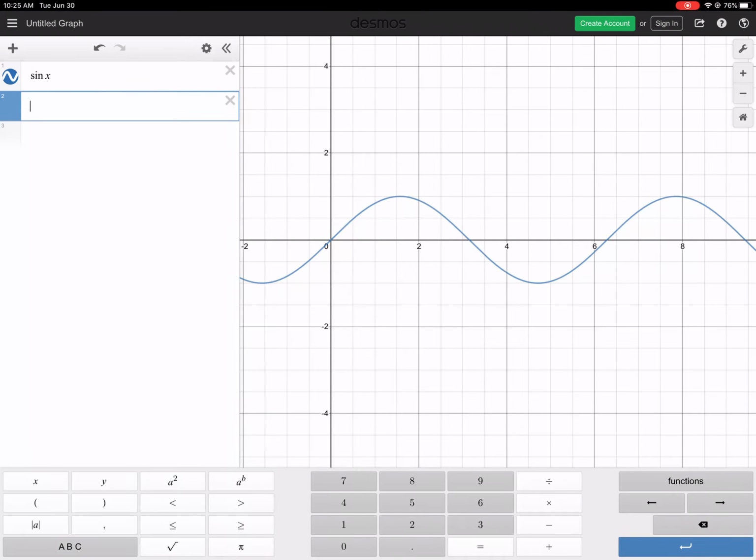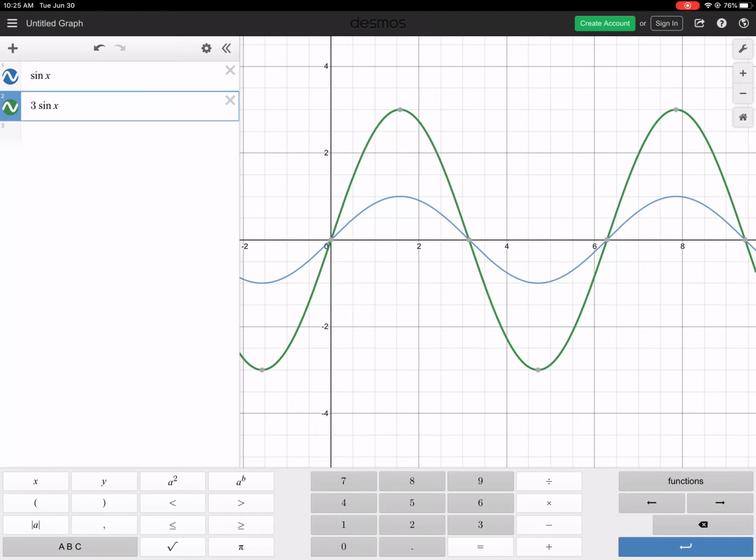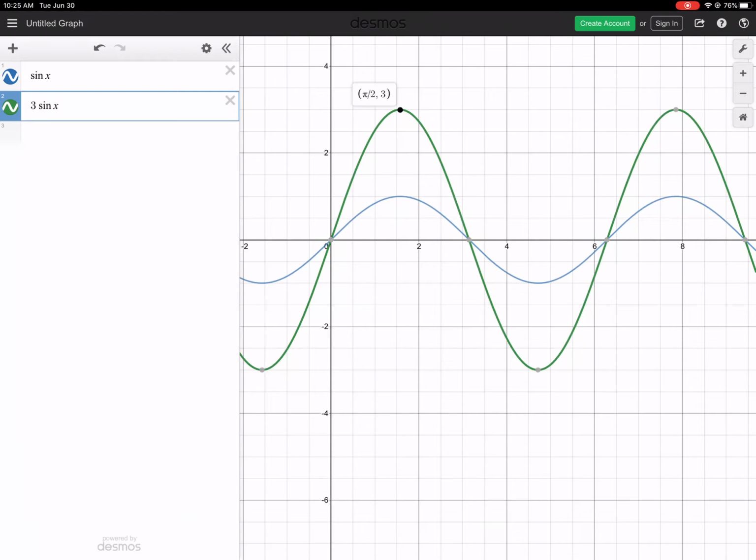Oh, let's make it a 3. Let's make it 3 times the sine of x. And before I tap x, I want you to think, what am I going to see? You're going to see every y value multiplied by 3. And there we go. Now, when I get to pi halves, I'm at 3 instead of 1.